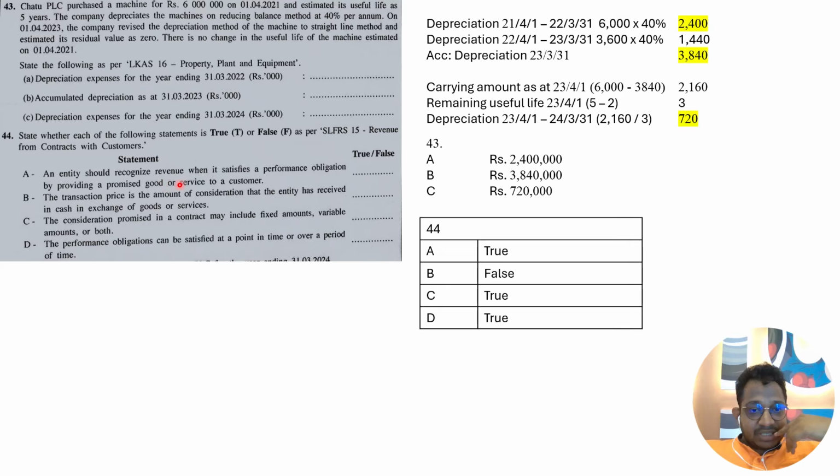An entity should recognize revenue when it satisfies the performance obligation by providing the promised goods. Yes, that's correct. The transaction price is the amount of consideration that the entity has received in cash in exchange of goods or services.